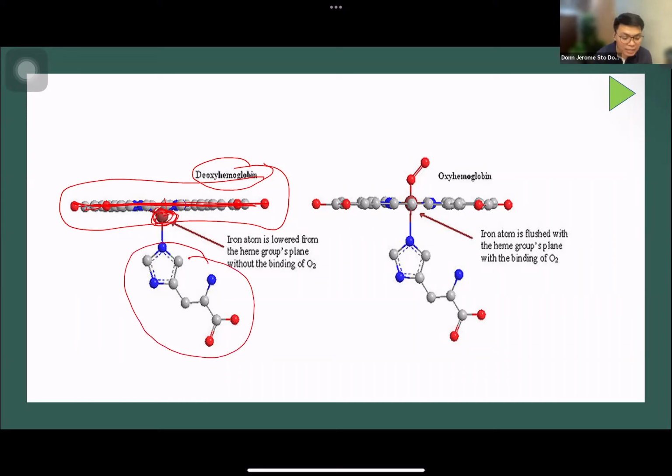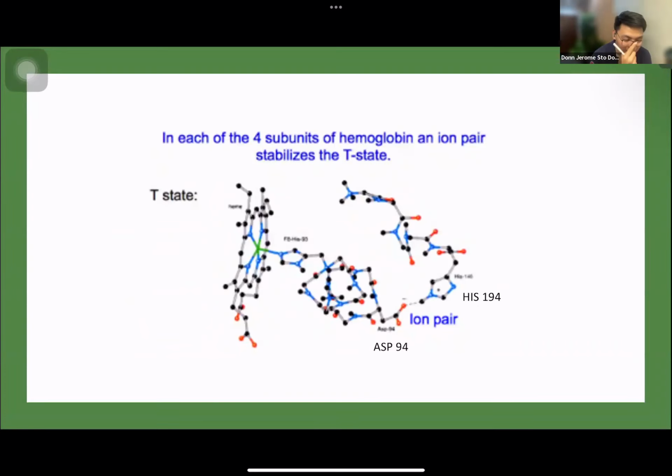Now, in the presence of oxygen, oxyhemoglobin, what did you notice about the iron? The iron now is at the same plane as your porphyrin, as your heme, no? And this would leave your histidine, disrupting the ionic pair. So this is your heme with iron at its center without oxygen.